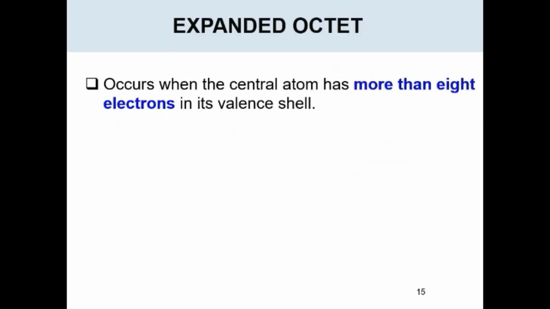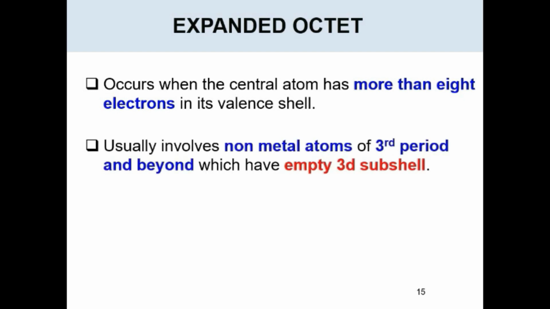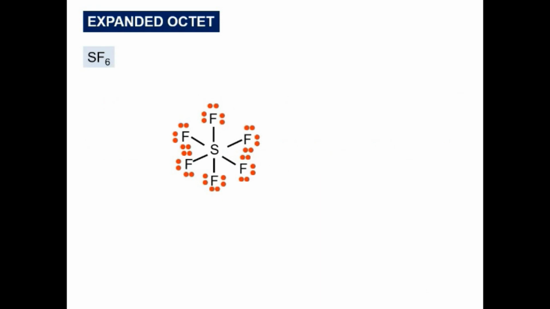Expanded octet. Expanded octet occurs when the central atom has more than 8 electrons in its valence shell. Expanded octet usually involve non-metal atoms of third period and beyond, which have empty 3D subshell. Here is the example of expanded octet. Look at sulfur hexafluoride. All fluorine atoms have completed octet, but sulfur has 12 electrons around it. Sulfur has expanded octet. Is this Lewis structure a possible structure?